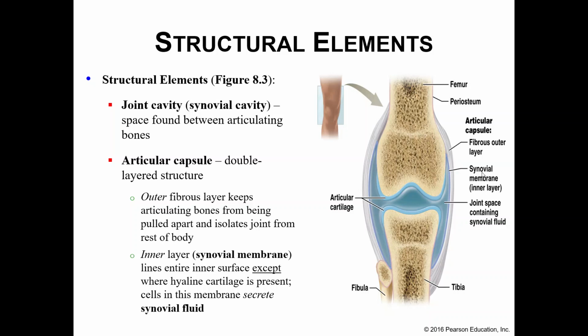We do have a second layer. The outer layer of your articular capsule is fibrous tissue. This connects the two bones themselves, so we can see that this fibrous layer goes from one bone all the way up to the other bone. This just provides stability. We don't want these two bones being pulled too far apart.